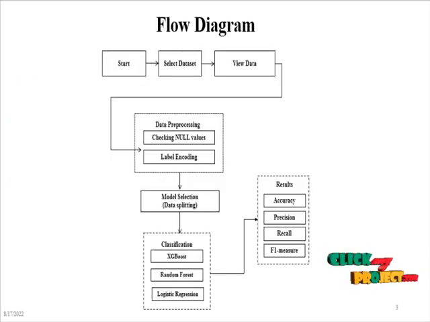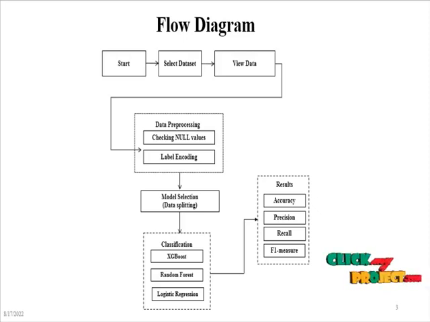And the flow diagram of the project is: first we need to start the program and select the UNK2022 dataset, and we use the sample dataset in our console working directory. After that, it will move into data pre-processing. In data pre-processing, we are going to check the null values in our dataset, and we are going to apply the label encoding method. In label encoding, we are going to replace the text values with numerical values.